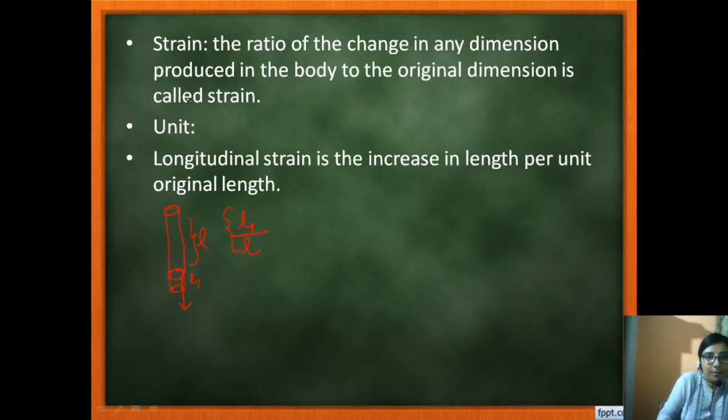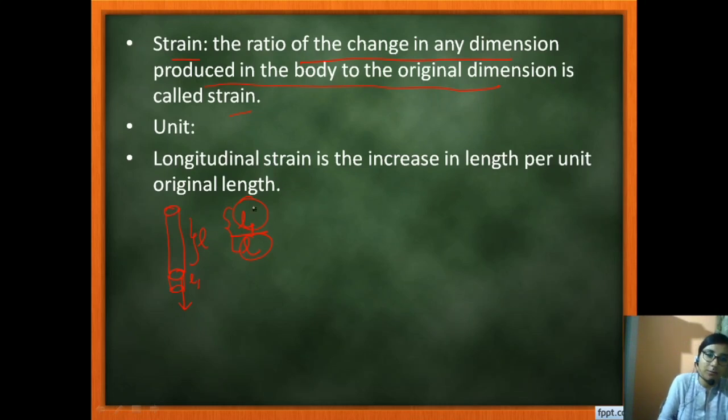Okay, so we have introduced a new term, that is strain. Strain is what? The ratio of change in any dimension. Here the dimension is length. The change in any dimension produced in the body to the original dimension is called strain.